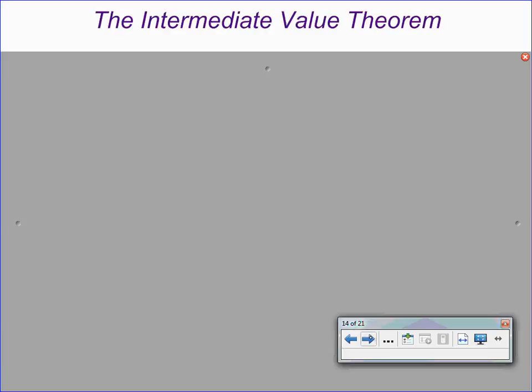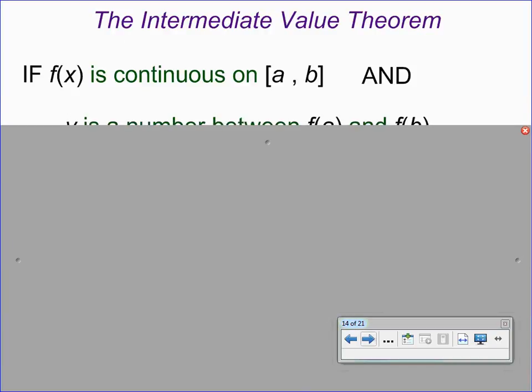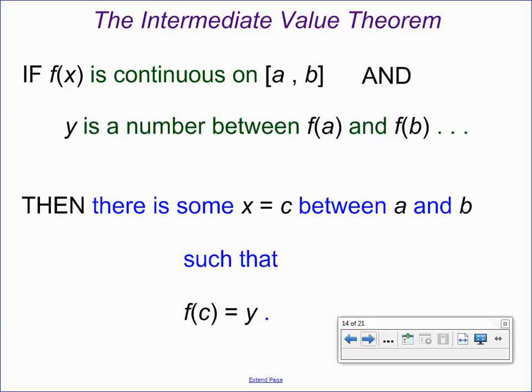Let's go ahead and summarize this as the intermediate value theorem. So if f of x is continuous on interval a to b, and y is some number between f at a and f at b, then there's guaranteed to be some x equals c between a and b such that f of c equals y. That is, my value of the function is equal to my y value of concern. This is the intermediate value theorem, and we can now apply it in several situations.